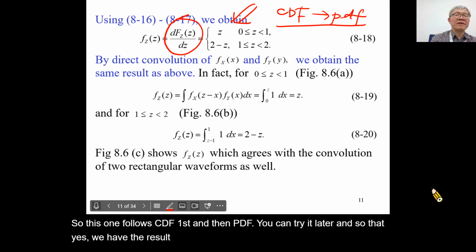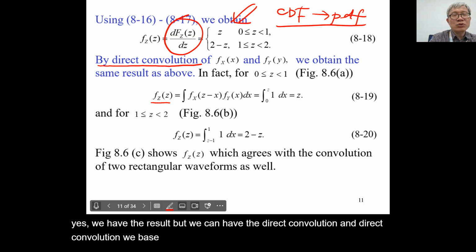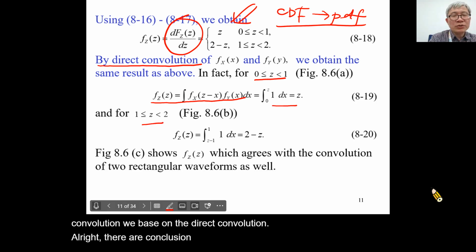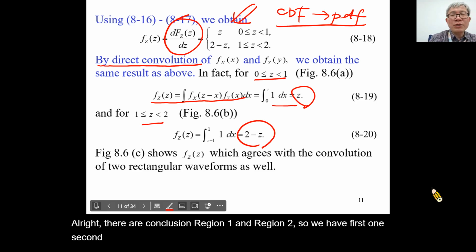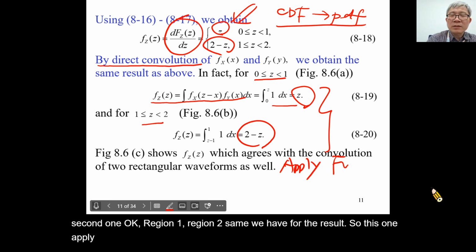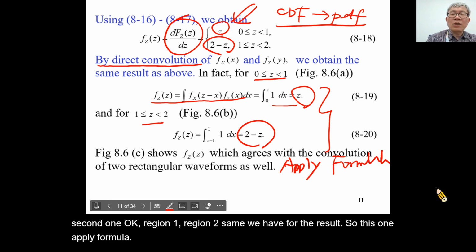But we can have the direct convolution. And for direct convolution, we base on the direct convolution. Alright, direct convolution, region 1 and region 2. So we have first one, second one. Okay, region 1, region 2. Same, we have the result. So this one, apply formula. Alright, apply formula, then we have this.